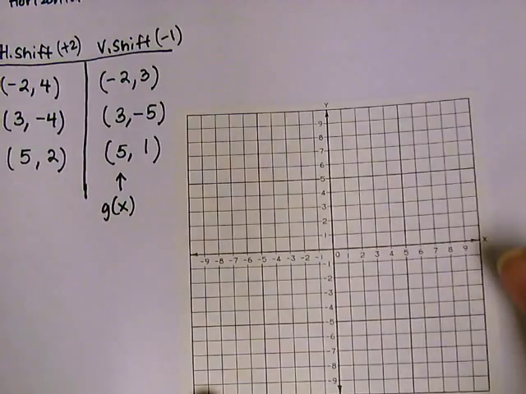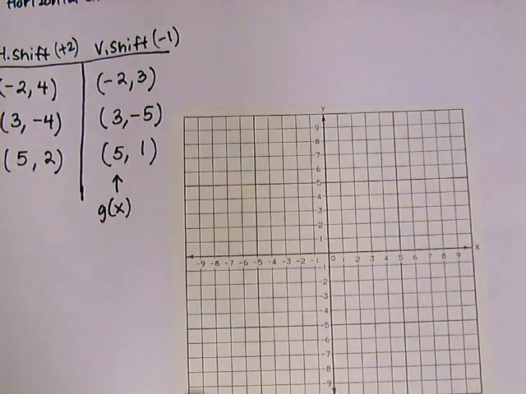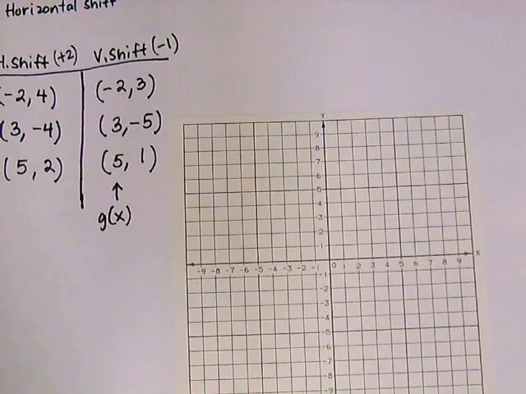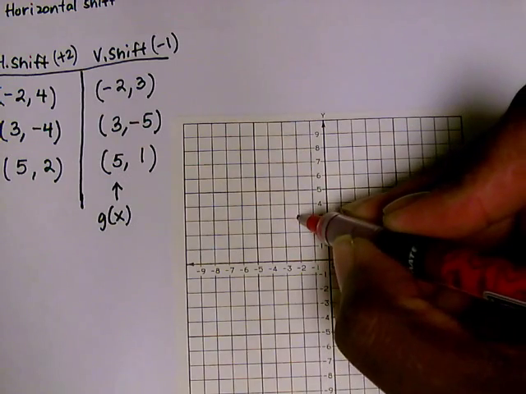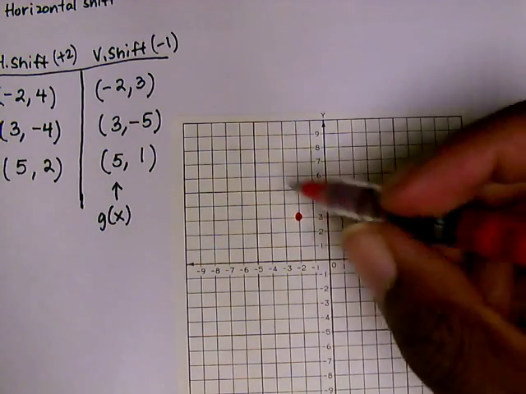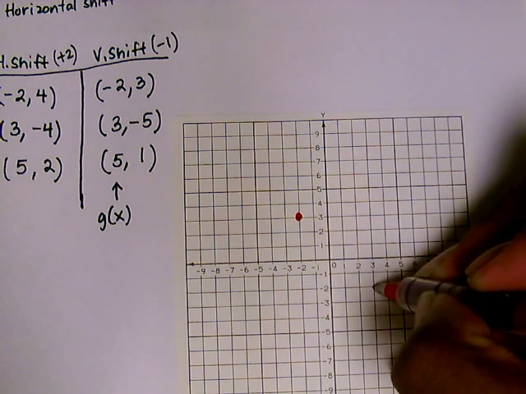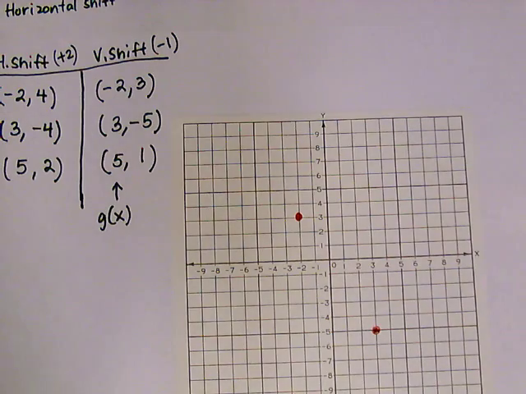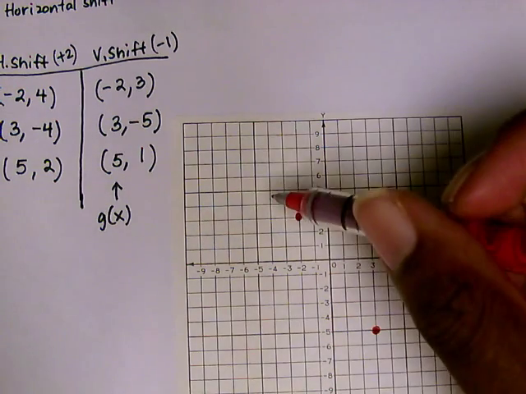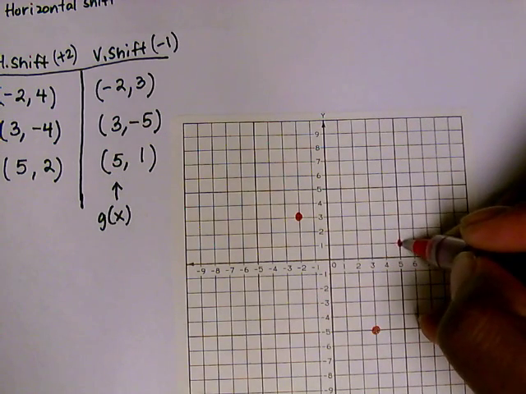Might help if I move this up a bit. Now for the -2, 3, we go to the left 2 and up 3. For 3, -5, we go to the right 3 and down 5. And then for 5, 1 will be to the right 5 and up 1.